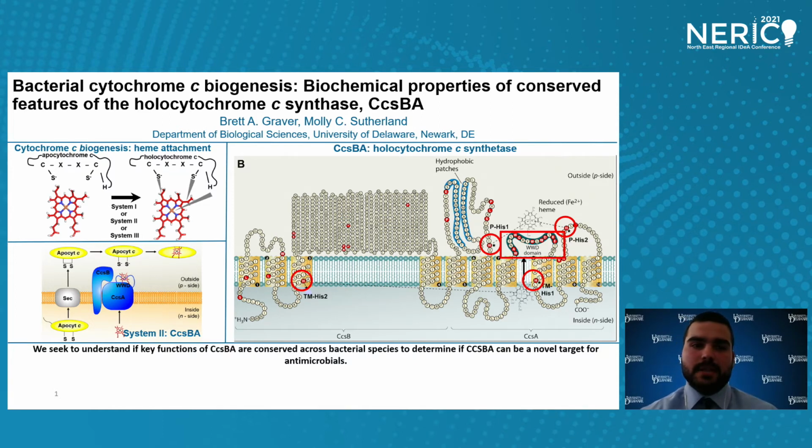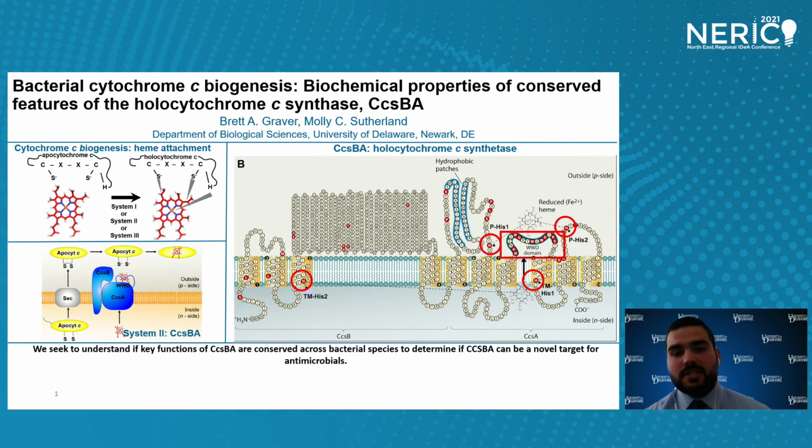Today I'll be talking about bacterial cytochrome C biogenesis, highlighting the biochemical properties of conserved features of the heme cytochrome C synthase, CcsBA. Cytochrome C biogenesis is the covalent attachment of heme to apocytochrome C achieved via one of three systems, and cytochrome C are unique compared to other cytochromes due to this covalent attachment. System 2 is comprised of CcsBA, where it's proposed to transport heme across the membrane into the periplasm, where it orients it for apocytochrome C attachment.